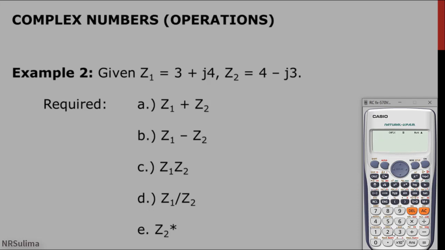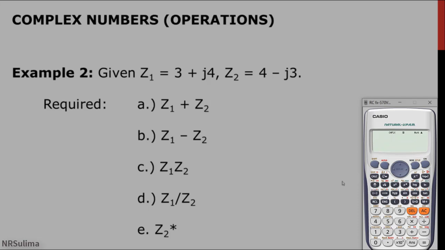For letter B, z1 minus z2, that's 3 plus 4i minus quantity 4 minus 3i equals negative 1 plus j7. For letter C, just simply multiply the two complex numbers without really using the formula so that it becomes 3 plus 4i multiplied by 4 minus 3i. Your final answer should be equal to 24 plus j7. Letter D, z1 divided by z2, divide 3 plus 4i divided by 4 minus 3i. And the answer for letter D is just equal to j.